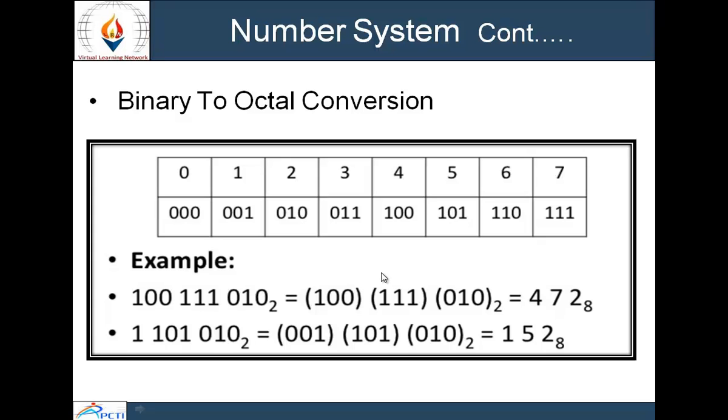In case of binary to octal conversion, we will take only 3 binary digits because the base of octal is 8. If we represent 8 in the power of 2, then it will be represented by 2 raised to power 3. So we will make a set of 3 binary digits.